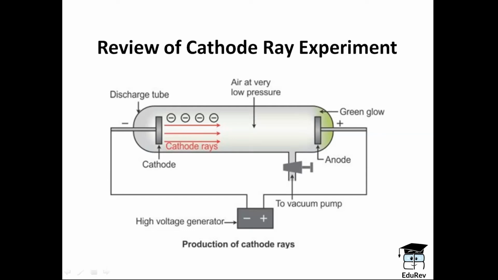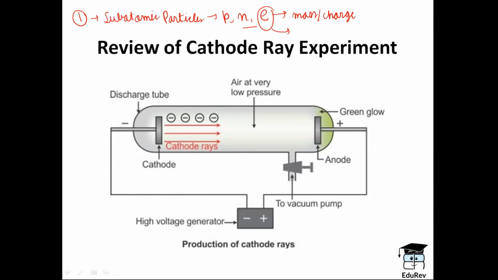Hello guys, in the previous video, which was also the first video of this chapter, we discussed the subatomic particles. The subatomic particles include the protons, the neutrons, and the electrons. We discussed the mass and charge of these subatomic particles, and we discussed in detail about electrons.